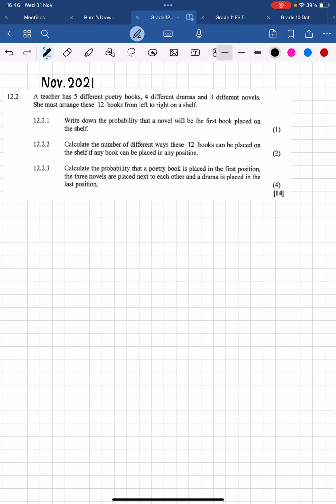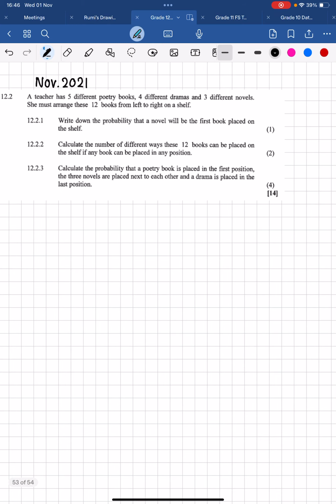Okay, they're saying a teacher has 5 different poetry books, 4 different dramas, and 3 different novels. She must arrange these 12 books from left to right on a shelf. Write down the probability that a novel will be the first book placed on a shelf. Oh, I'm glad that I'm doing this one, guys, because this is now a different type of restriction that they're giving us. Firstly, they're asking about probability, right?